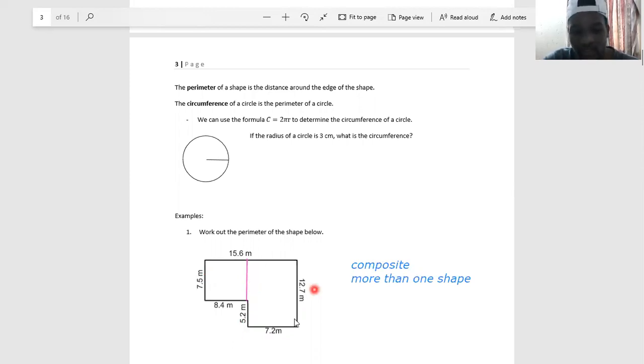But there are other shapes that have special names. Instead of calling them composite, they're given special names, although they consist of more than one shape. We'll do those, guys. But for now, just know that this is composite. Other textbooks call it irregular shapes. So either you call it composite or irregular shape, it's up to you. It's fine, guys.